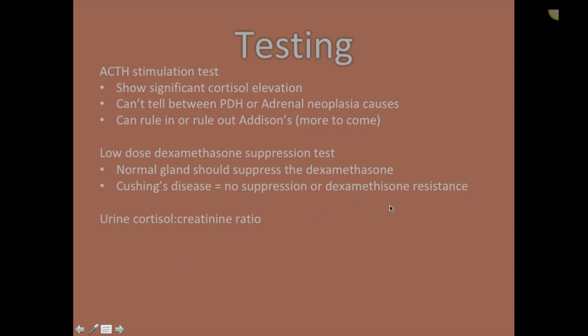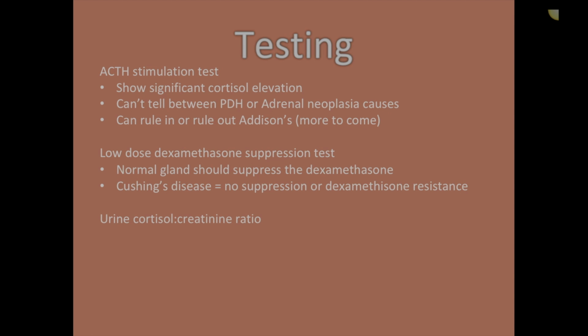And I have to fix this, but there's a spelling error right there. Just ignore that for now. So that again clarifies that, yep, it looks like we are looking at hyperadrenocorticism for these animals. If the ACTH showed no cortisol increase and the low dose dexamethasone suppression test had no suppression or it had dexamethasone resistance, then yeah, that's heading towards Cushing's.